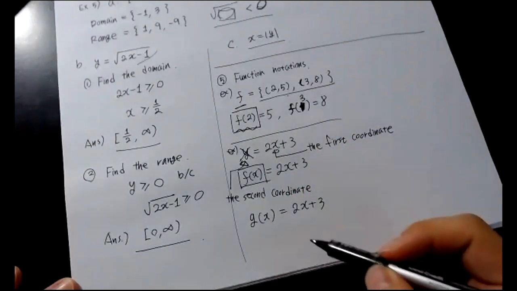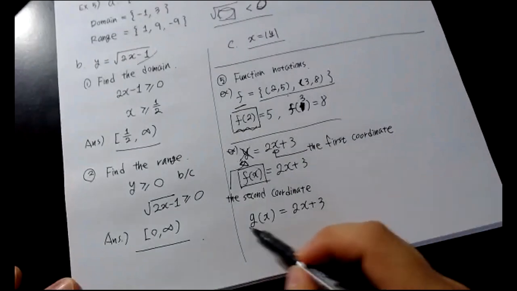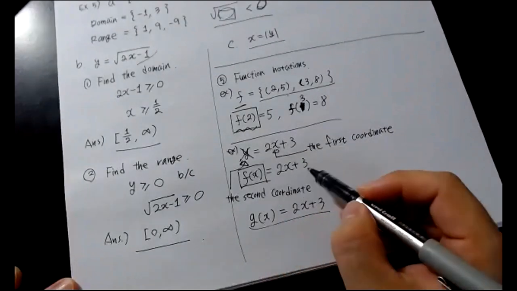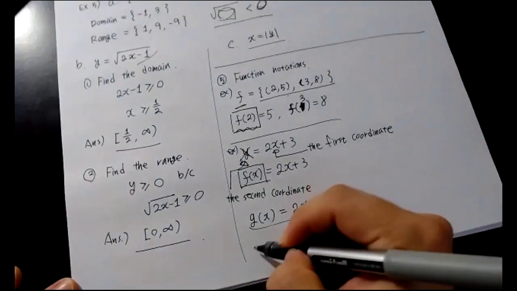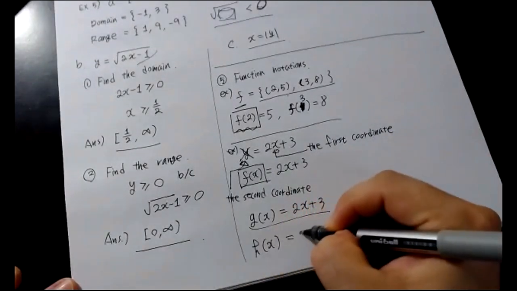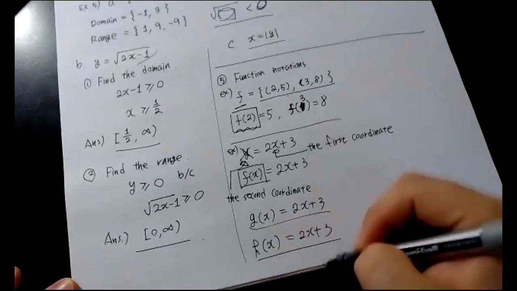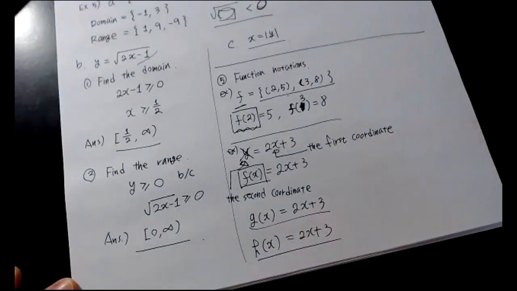Okay. So g of x equals 2x plus 3. This is nothing but f of x equals 2x plus 3. So these two functions are identical. Also h of x, 2x plus 3. So the three functions are identical because their definitions, 2x plus 3, are identical, right?